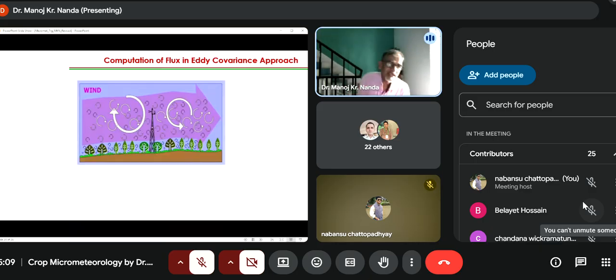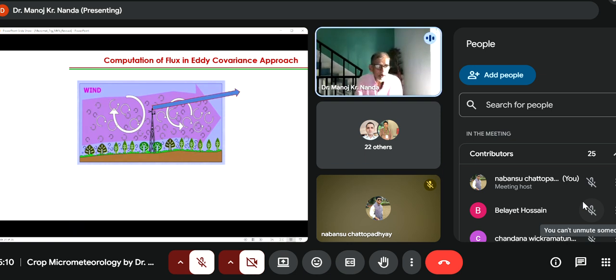So, the eddy covariance approach is, measurement wise, very complicated. But computation wise, it is not that complicated, and the boundary layer concept understanding is not that much required. But measurement wise, it is complicated.